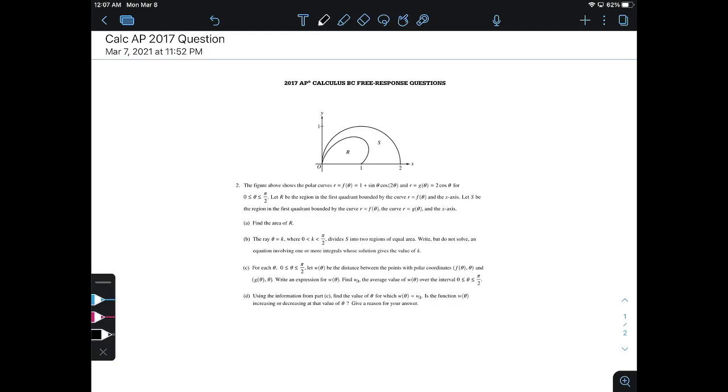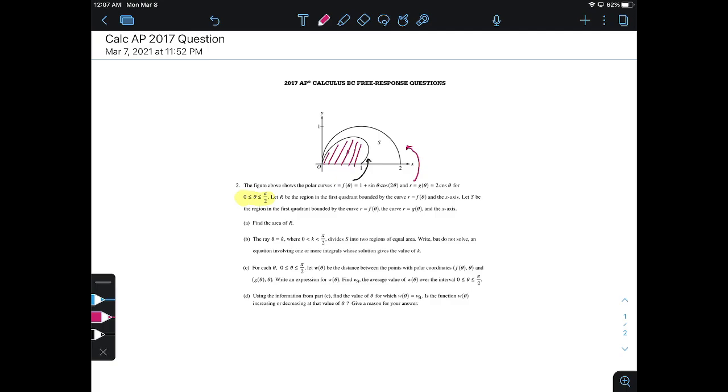So, let's start. The figure above shows the polar curves r equals f of theta and r equals g of theta. This one is f of theta, and this one is g of theta, and this is only in the first quadrant. Let R be the region in the first quadrant bounded by the curve r equals f of theta and the x-axis. So this would be this region right here, as this is f, and that obviously is the x-axis.